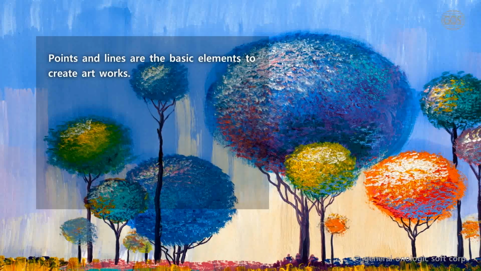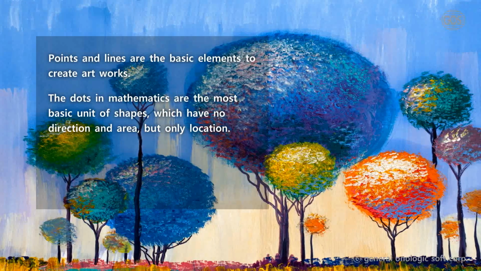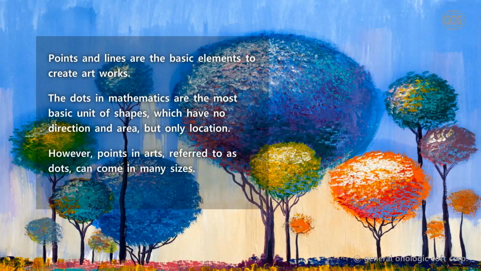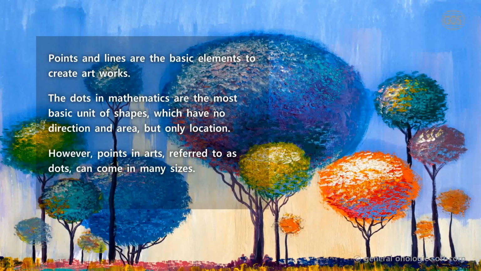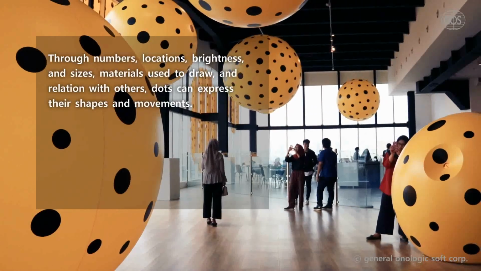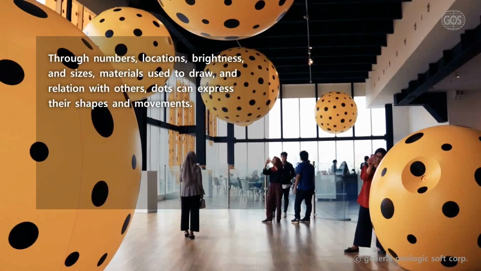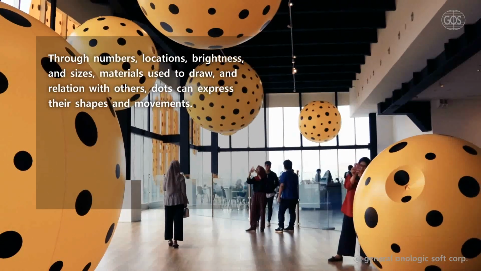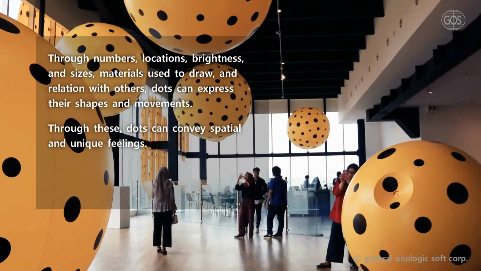Points and lines are the basic elements to create artworks. The dots in mathematics are the most basic unit of shapes, which have no direction and area, but only location. However, points in art, referred to as dots, can come in many sizes. Through numbers, locations, brightness, sizes, materials used to draw, and relation with others, dots can express their shapes and movements. Through these, dots can convey spatial and unique feelings.